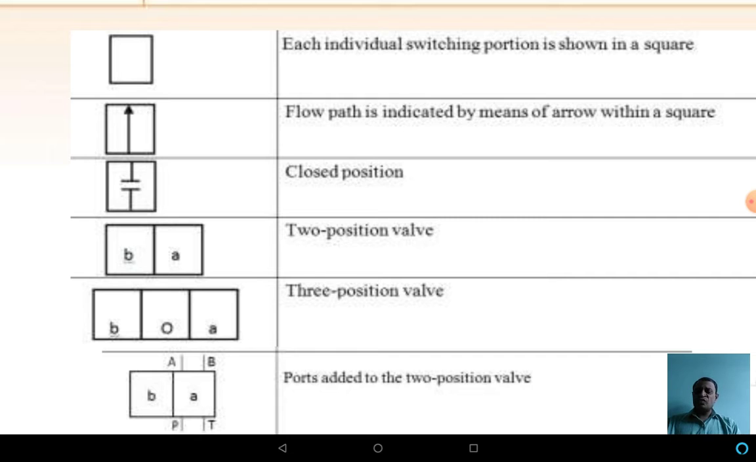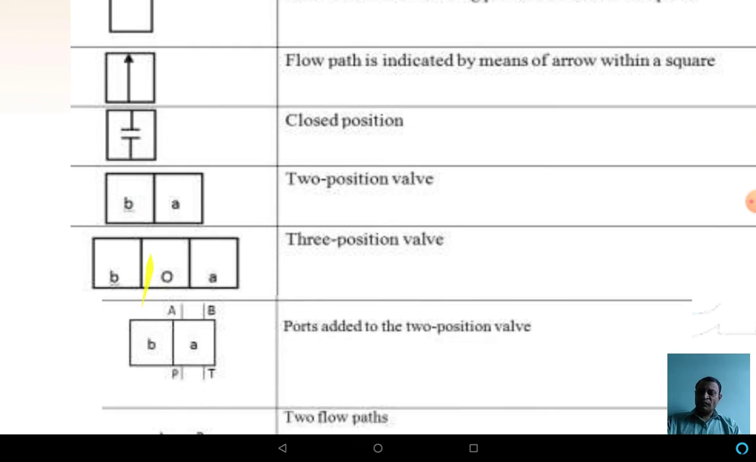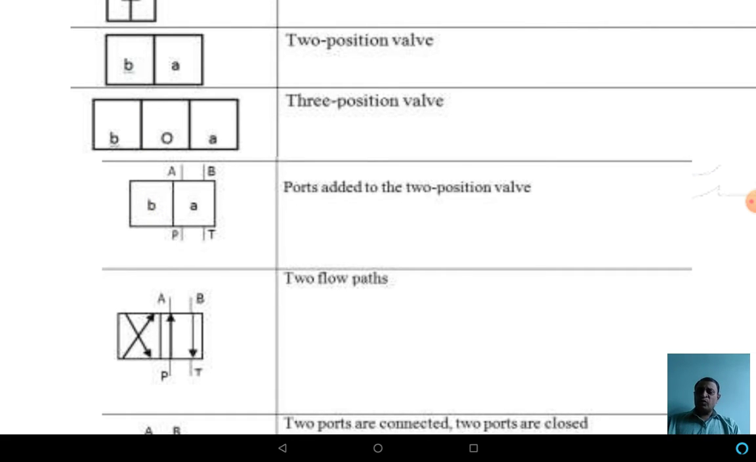If it's a two position valve, two blocks are used, one is A as well as B. If it is a three position valve, three blocks are used. Then the ports are added to the two position valve. The ports, in the sense the inlet port as well as the outlet ports, are added. The A and B are nothing but the outlet ports, P and T are nothing but the inlet ports.